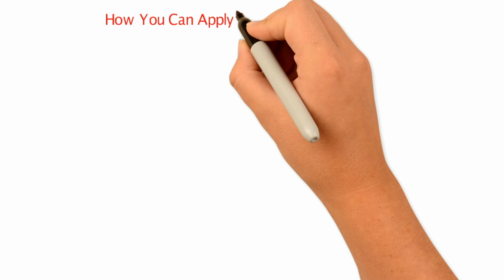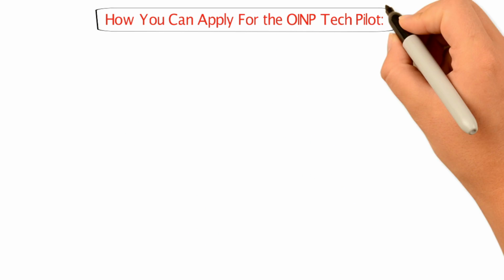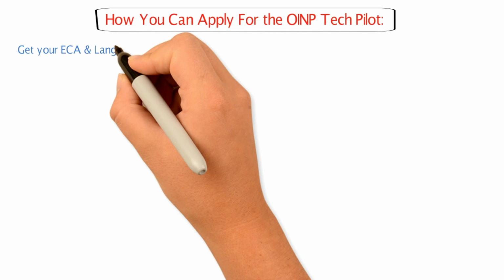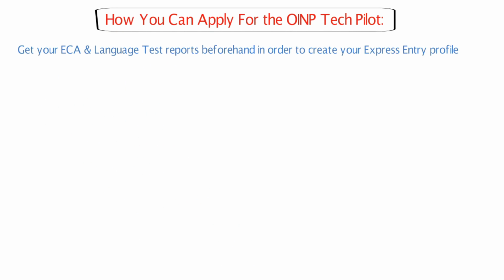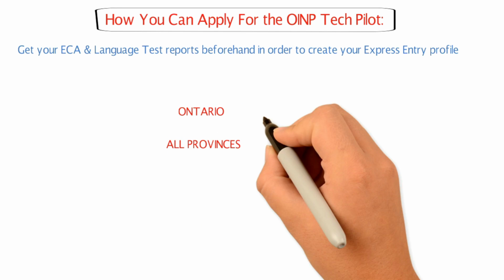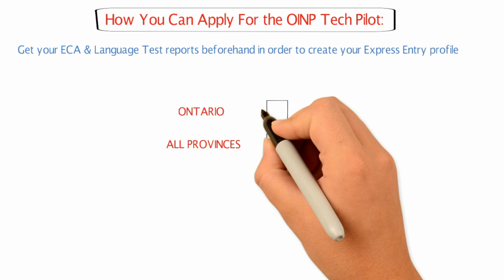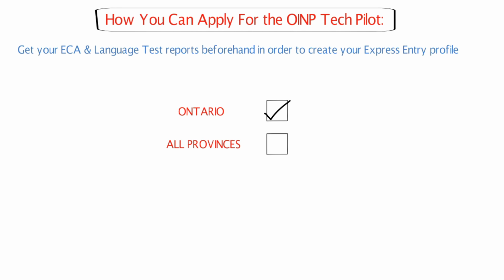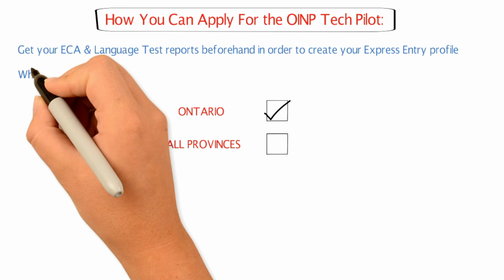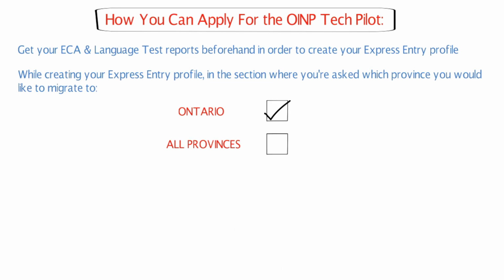Now let me tell you how you can actually apply for the OINP Tech Pilot. The first thing that you'll have to do is get your ECA and language test reports beforehand, because these reports are necessary for Express Entry profile creation. After that, there's very little for you to do in the initial stages before you receive an NOI from Ontario. All you'll have to do is click on Ontario or all provinces while creating your Express Entry profile.